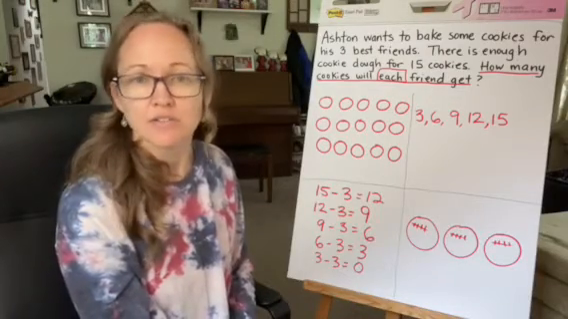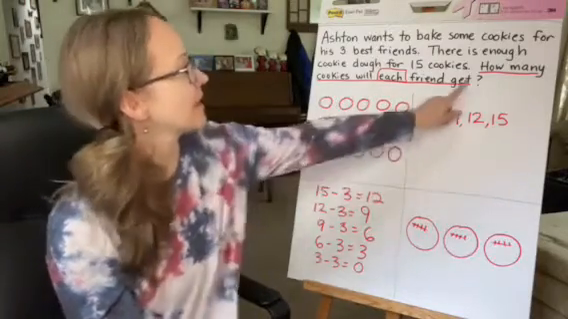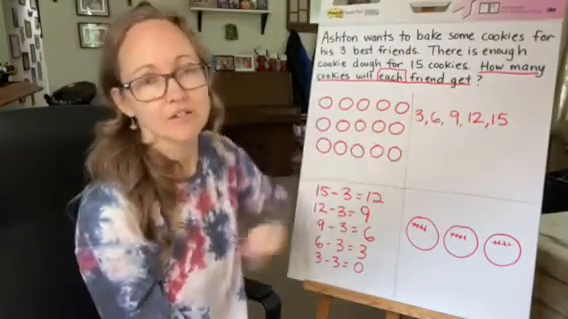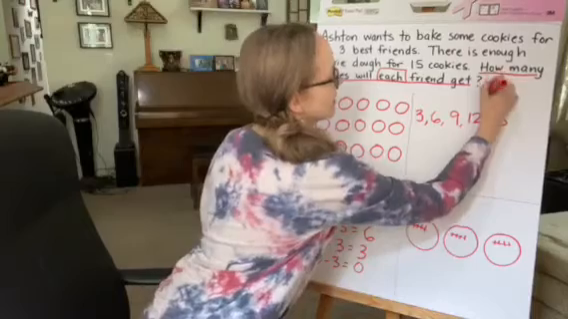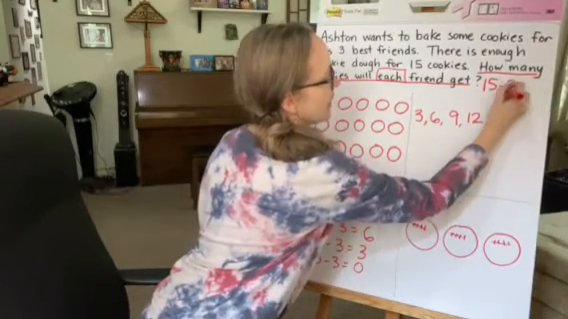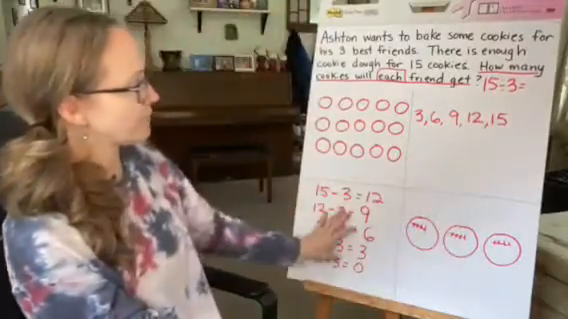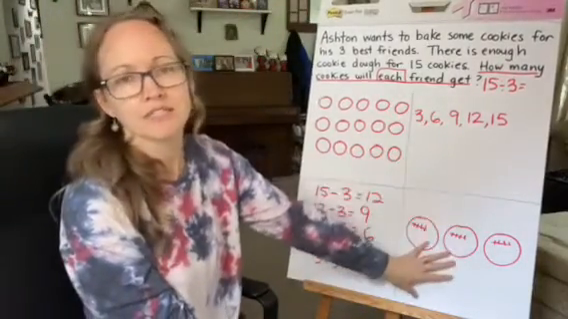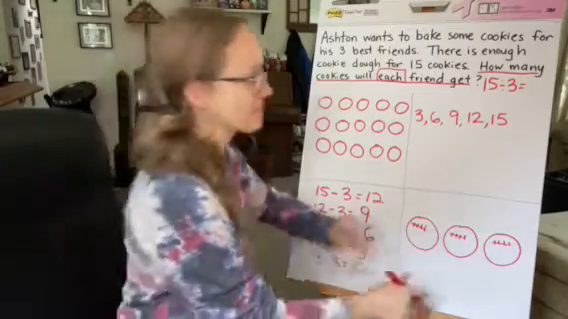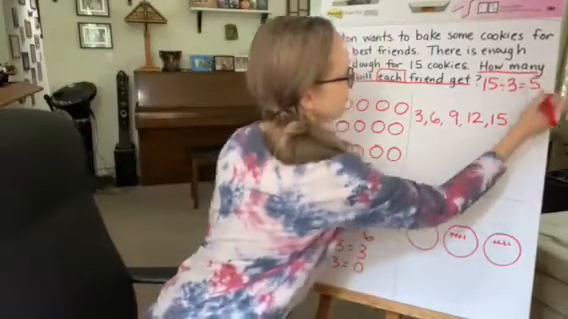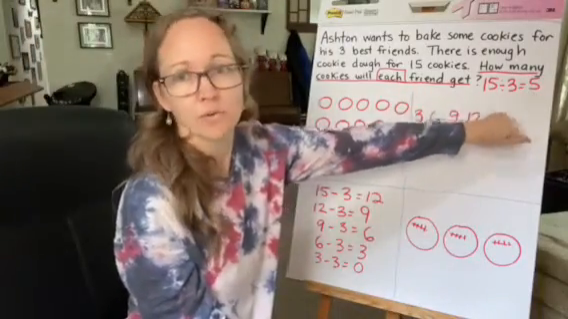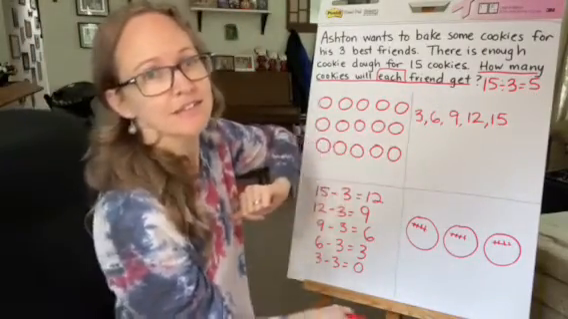So let's go back to the question. How many cookies will each friend get? Our division sentence was 15 divided by 3. And we found using all these strategies the same answer, that 15 divided by 3 equals 5. So each friend will get 5, what are the units? Cookies.